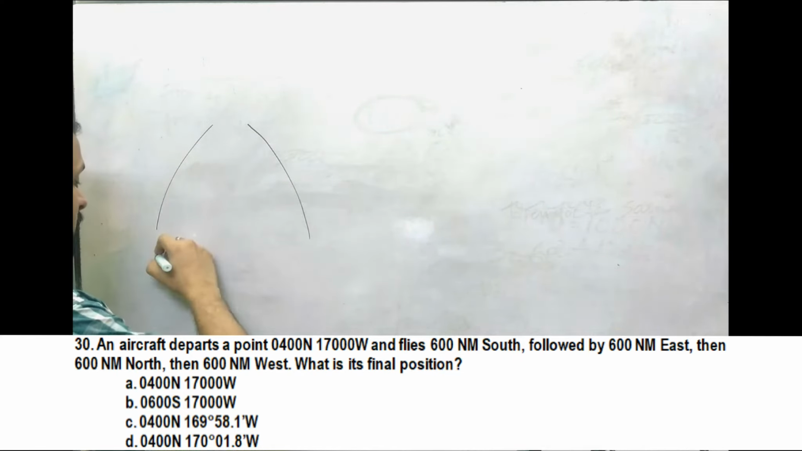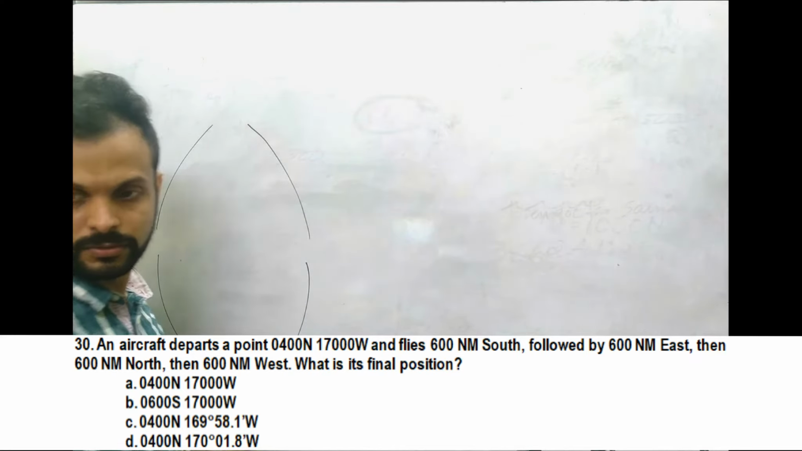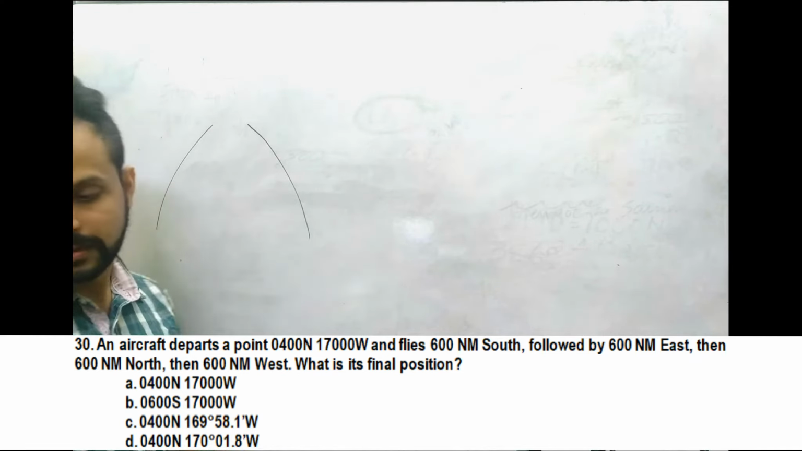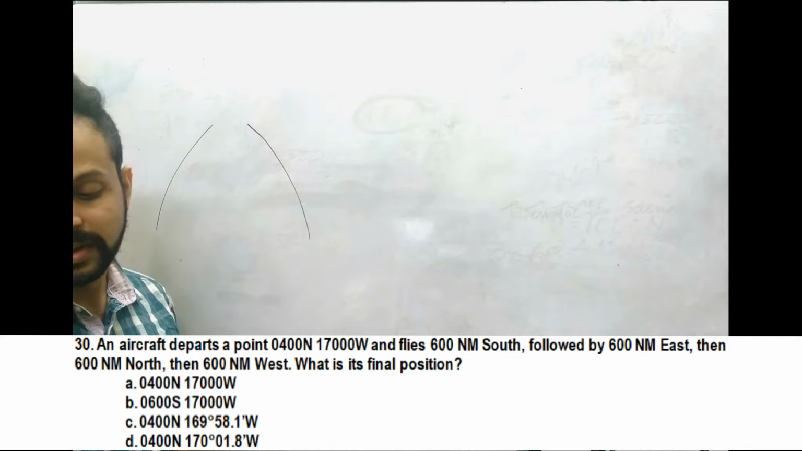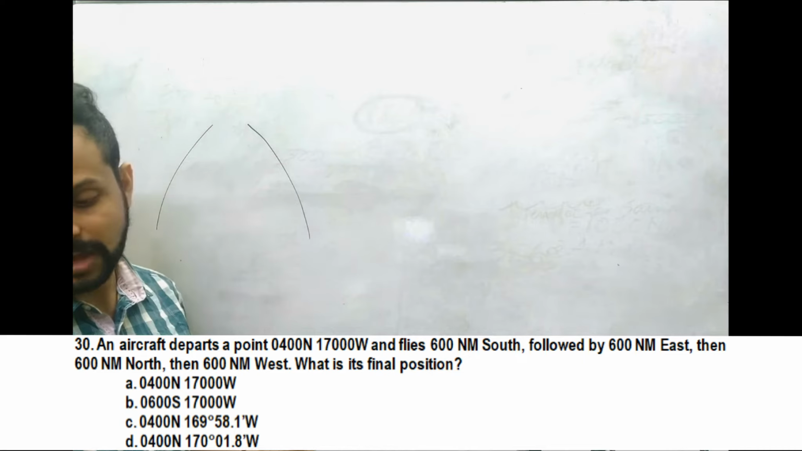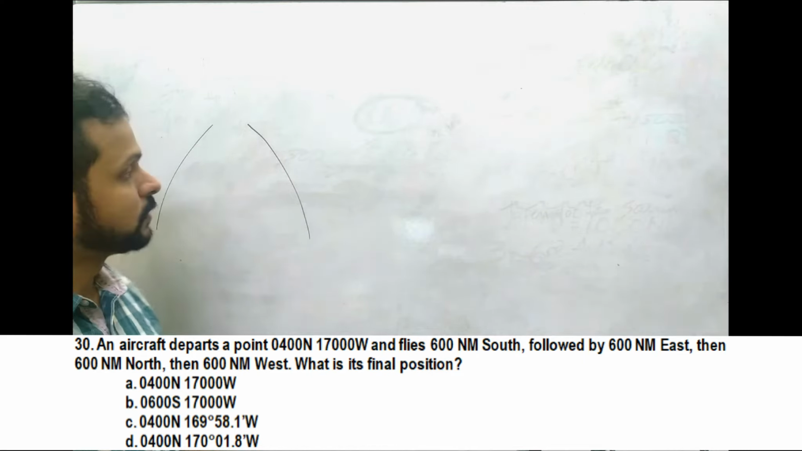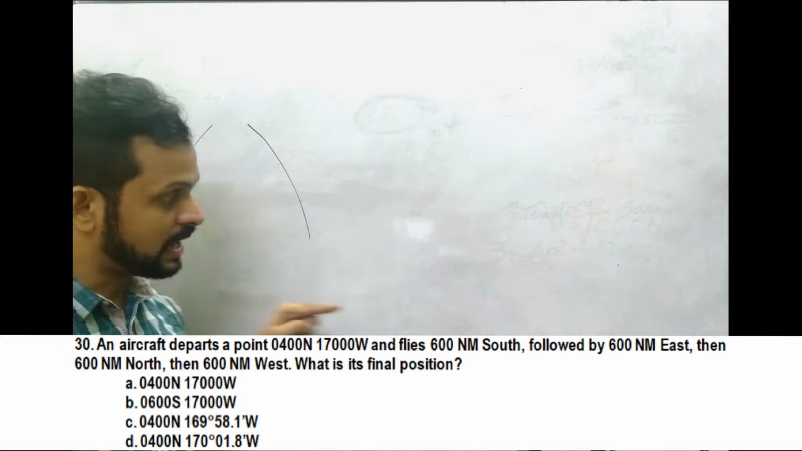In the southern hemisphere, the meridians would be somewhat like this because they converge to the poles, right? So if you have this understanding, think about it. You are actually on 4 degrees north, 170 degrees west, and in what direction are you traveling first? The very first travel is towards south, right? And then you're traveling east, right?